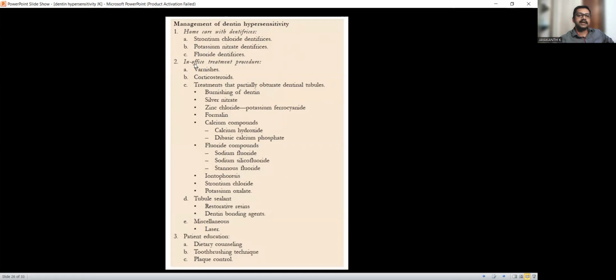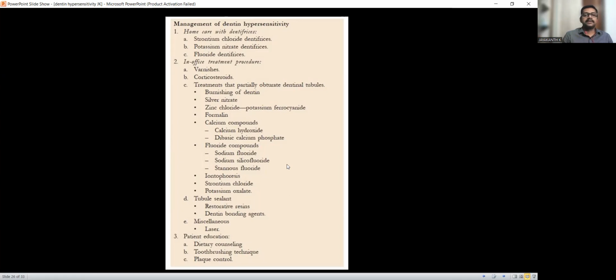The second one is in-office treatment procedures, where the dentist performs some procedures. These are application of varnishes, corticosteroids, and treatments that partially obturate dental tubules. This includes burnishing of dentin, silver nitrate application, then zinc chloride, potassium ferrocyanide application, then formalin, calcium compounds like calcium hydroxide, dibasic calcium phosphate, then fluoride containing compounds like sodium fluoride, sodium silicofluoride, stannous fluoride application. All these can reduce dental hypersensitivity by partially obturating or occluding the dental tubules.